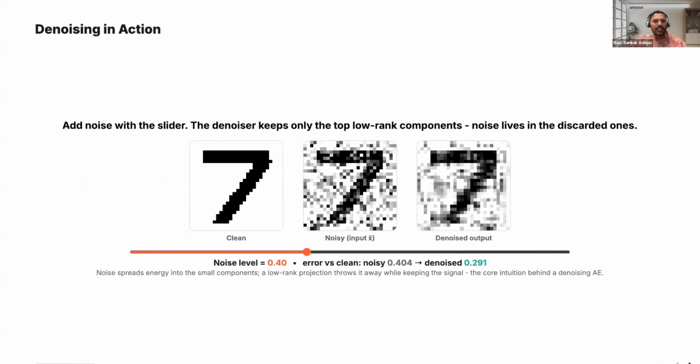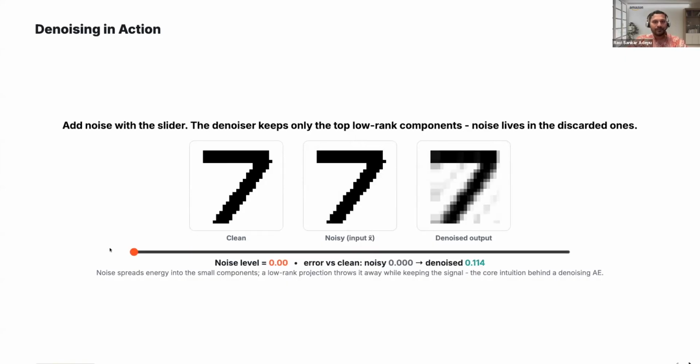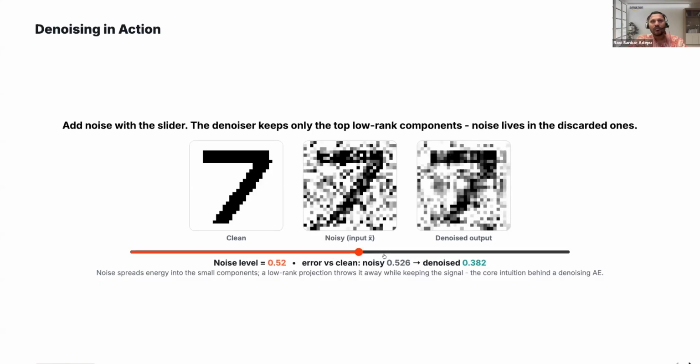So let's see the denoising in action. It has three panels. You see a very clean digit on the left, a slightly noisy version in the middle, which is what the network receives, and the denoised output on the right. The slider controls the amount of noise that I add. As I crank up the noise, the middle panel turns kind of static. The more and more noise I add to the input I'm giving to the model, it's just some static image kind of thing.